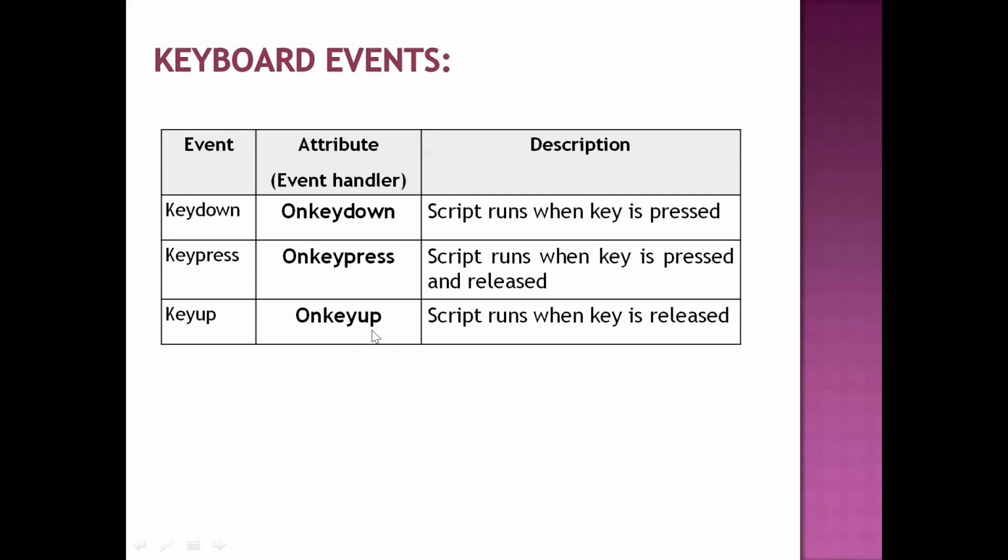What action you want to perform whenever this event is generated, that script you have to assign to this attribute. Next, whenever you press a key, two events will be generated. One event is the onkeypress event, and whenever you are pressing, your key goes down and up, right?